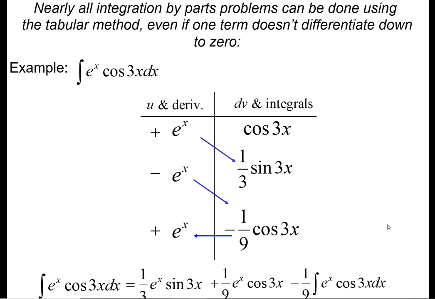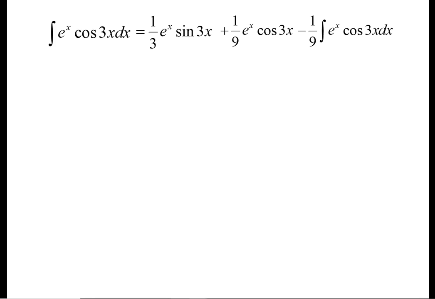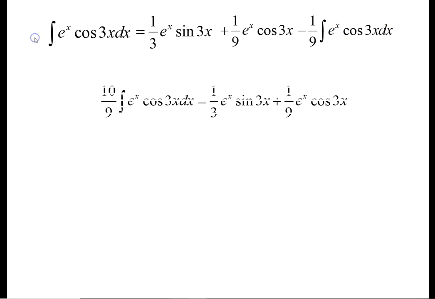So here's what I just had. This was at the bottom. Just wrote it up here again so we can see it. So here's where I'm at. Think about what we did earlier with the equation. If I am trying to get e to the x cosine of 3x, the antiderivative, I'm trying to get that by itself. I have it on both sides of the equation. So this integrand, I'm going to add to the other side.